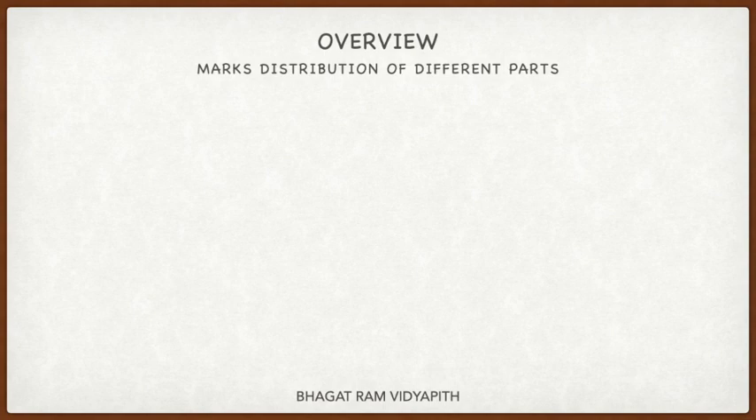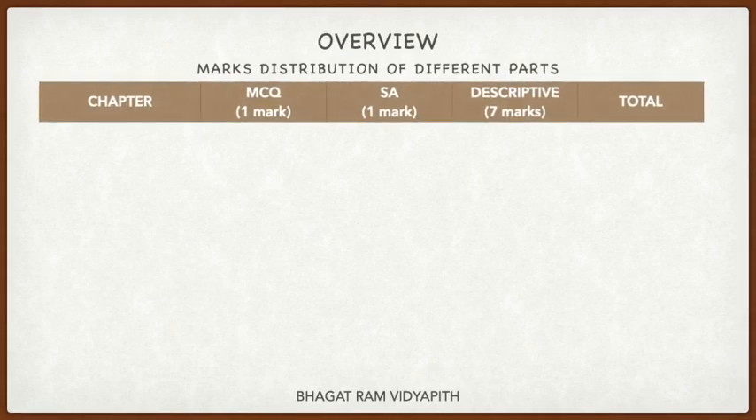Now we will see how the two titles, physical and economic geography, are divided, and how many questions we can expect from each section. We will see the name of the chapter, how many MCQs or multiple choice questions we have from there, and how many SA or short answer questions. Both MCQ and short answer question carry 1 mark each. This is followed by the descriptive question, and then the total marks that we can expect from these sections.